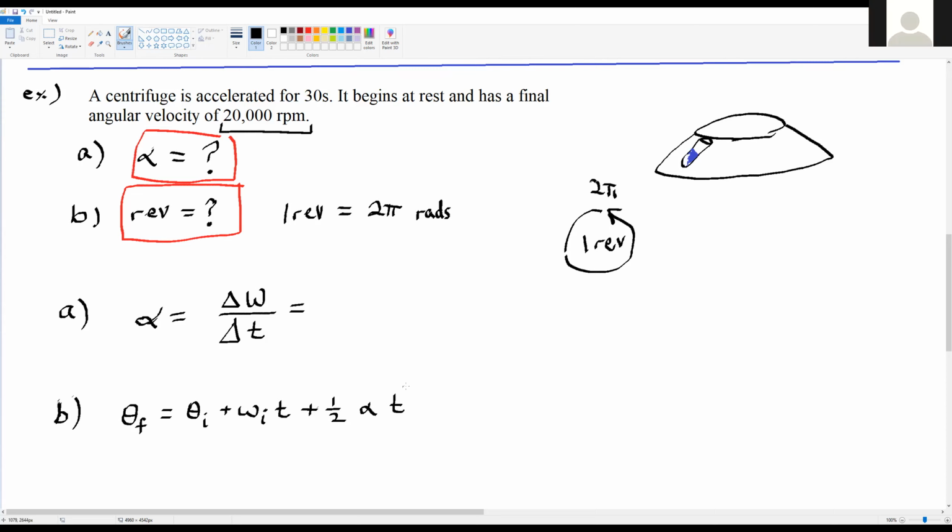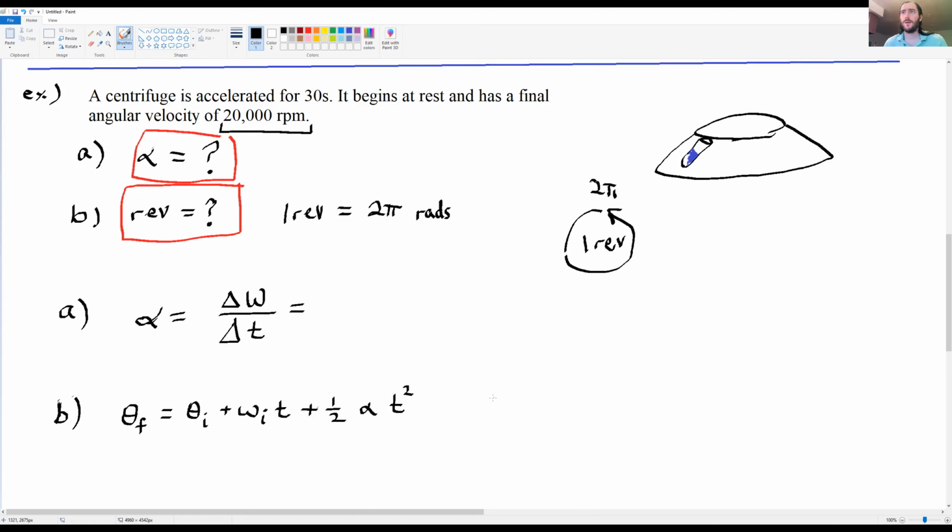Do we need to change the seconds to minutes to match the RPM, or does it not matter? That's a good question. If you're going to plug those two things into the same formula, you better convert one of them to the other units. You can't have minutes and seconds in the same formula. So it's up to you which one you want to convert.